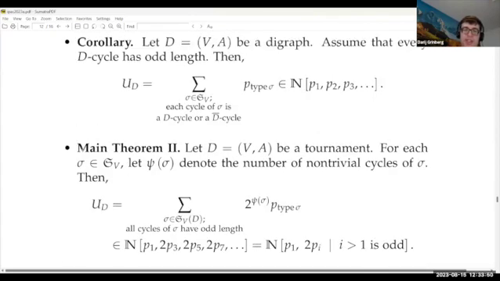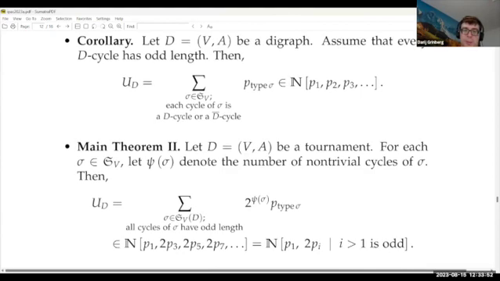But even better things can be said if D is a tournament. In a tournament, you get a formula where you're basically able to bunch certain terms together. And I realize I'm using something that I have not defined. Sorry. So the sum is now going to be over a smaller set. It's going to be over all permutations where each cycle of sigma is a D cycle, not a D bar cycle.